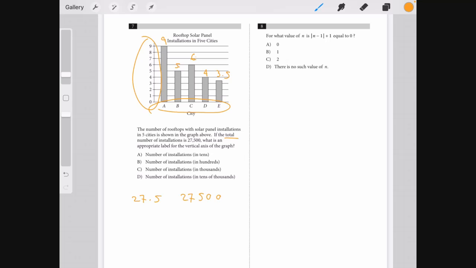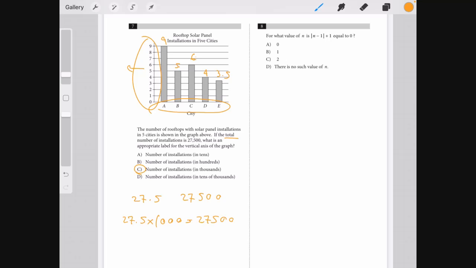So basically these numbers are in thousands. Why? Because 27.5 times 1,000 is 27,500. So if these are in thousands, then the graph is correct. So the number of installations in thousands is the answer.